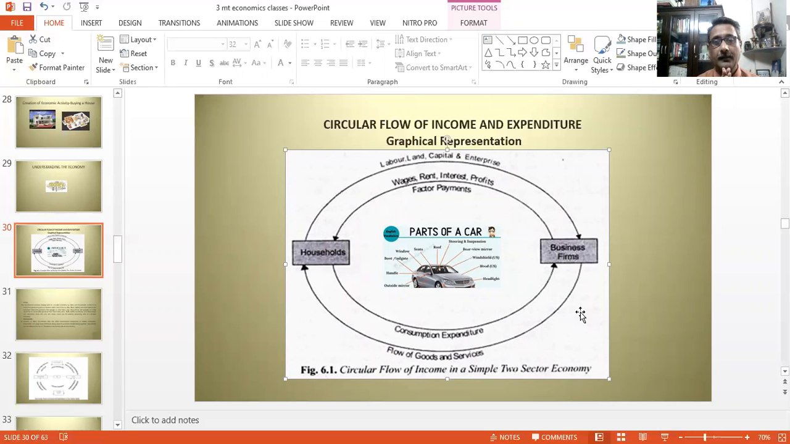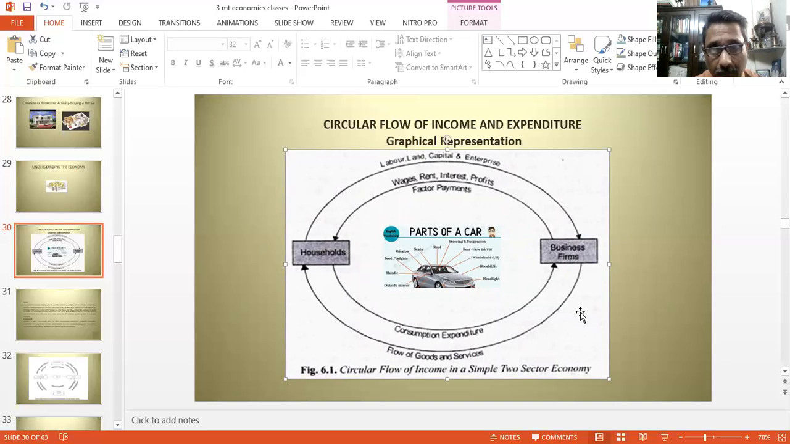Now for their contribution, each of these factors of production gets a reward. For land, you get rent. For labor, you get wages. For capital investment, you get interest. And for providing entrepreneurship, for taking the risk, you make a profit. Interestingly, this is one set of activity as described in the upper half of the circular flow.